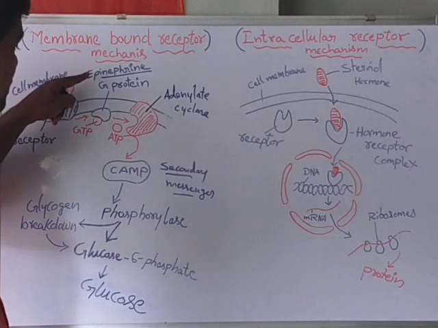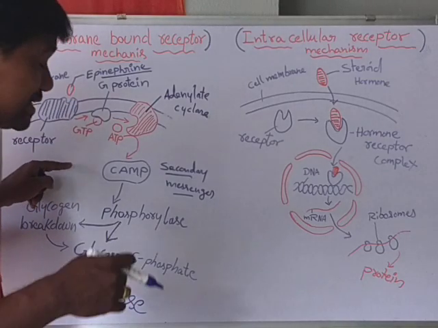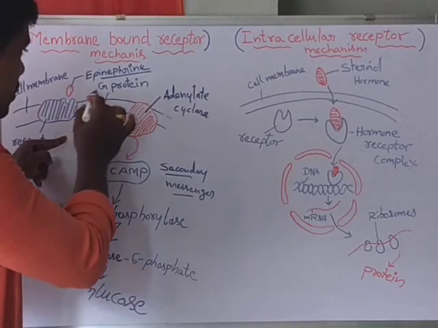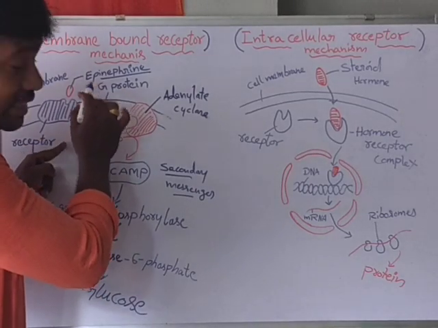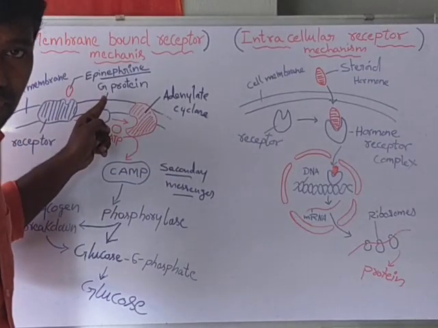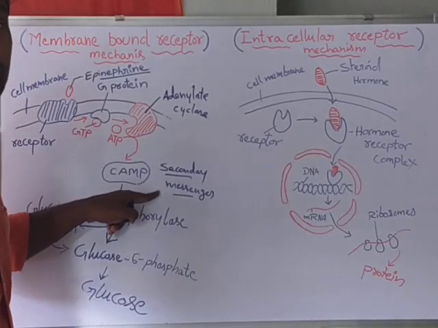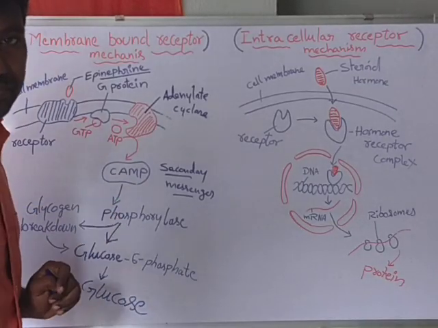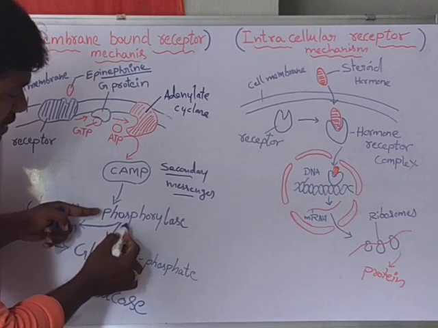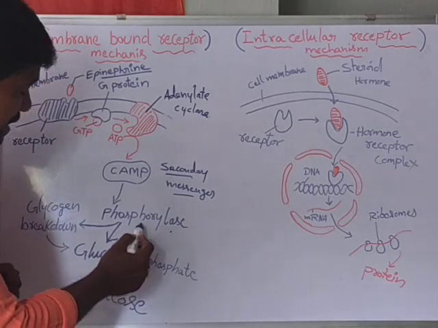Okay, because epinephrine is not able to move inside of the cell, the function of the epinephrine is regulated by the secondary messenger, that is cAMP. Okay, right. So now the cyclic adenyl monophosphate activates the phosphorylase.